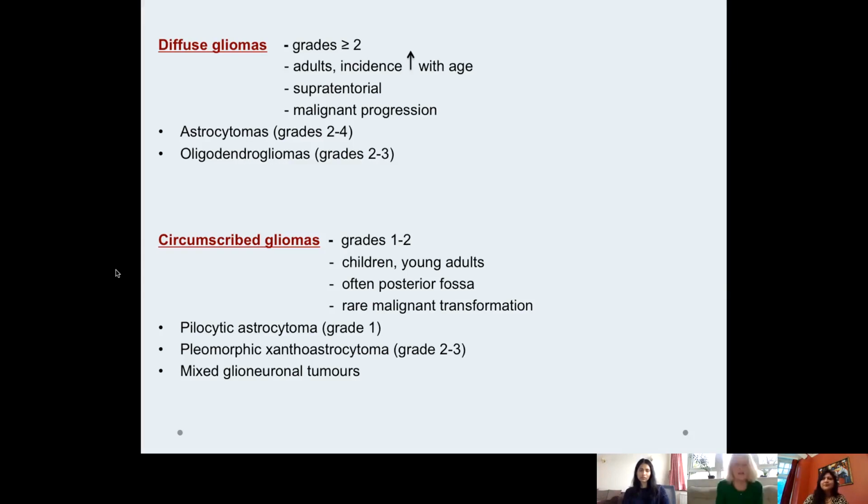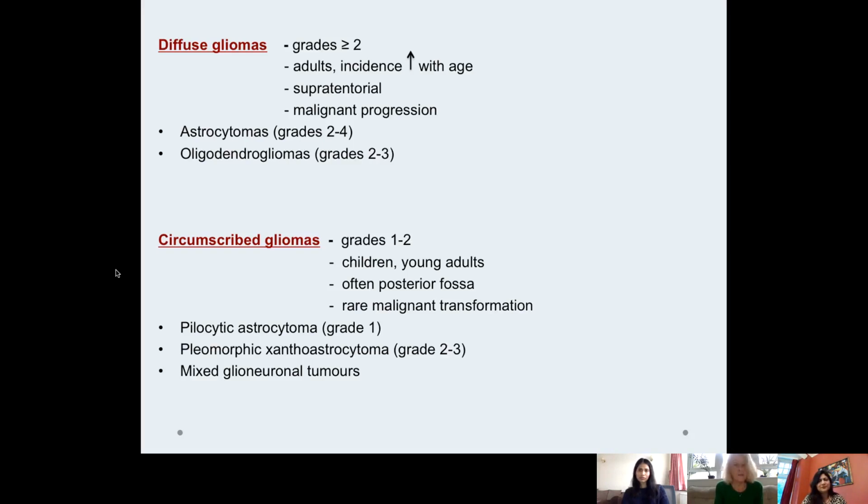The circumscribed gliomas are typical of children and young adults. These are usually low-grade tumors, grade 1 and grade 2, and they tend to be quite stable, so malignant transformation is rare. These tumors often occur in the posterior fossa, in particular the cerebellum. They can be supratentorial, but the cerebellar location is the most frequent one. And the most common of these gliomas is the pilocytic astrocytoma. All the other entities are rare.